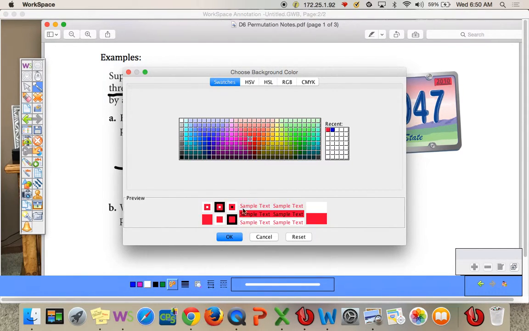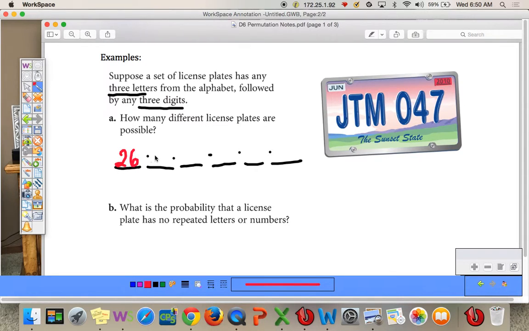So we know that there are 26 letters in the English alphabet, and there are 10 digits from 0 to 9, that are 1-digit numbers. And so if we multiply all those together, we will get 17,576,000 different license plates that you could make.